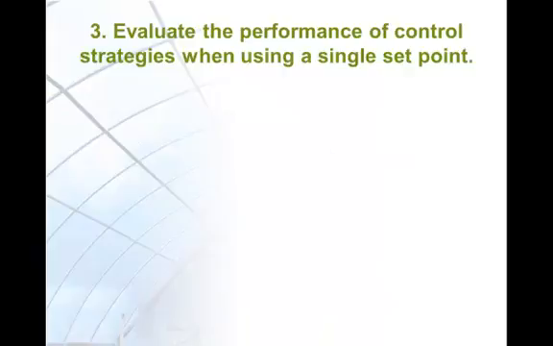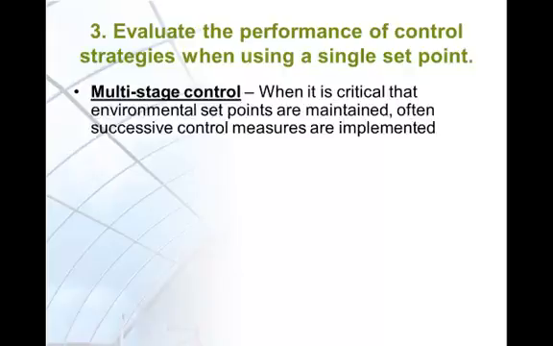On this slide, we will introduce a more advanced way of working with corrective equipment in an on-off fashion. This method is called multi-stage control. When it is critical that environmental set points are maintained, often successive control measures are implemented. Alternatively stated, as the environmental condition deviates further from set points, additional control measures are activated.